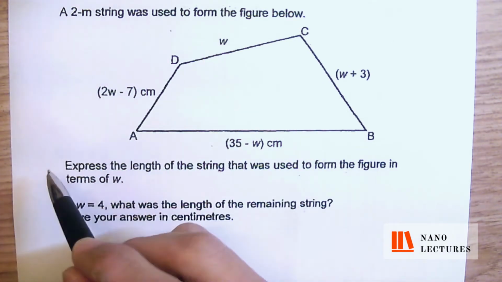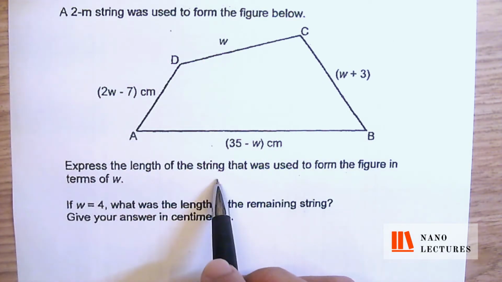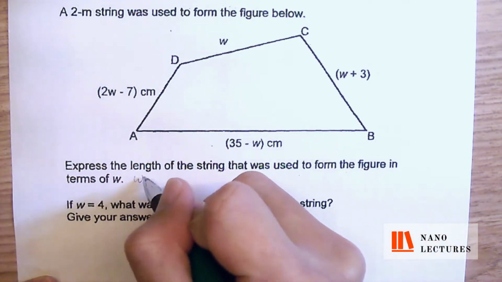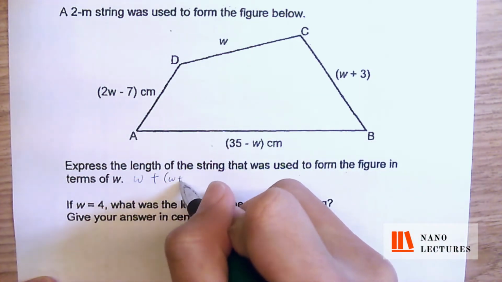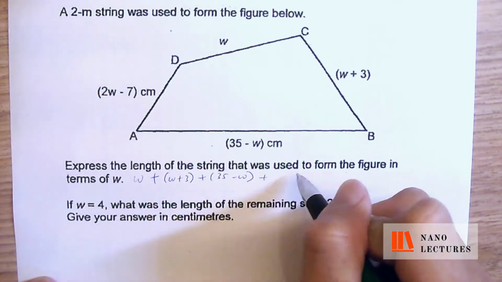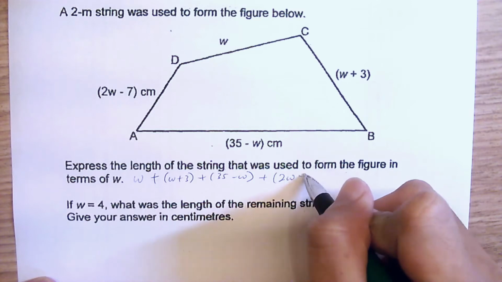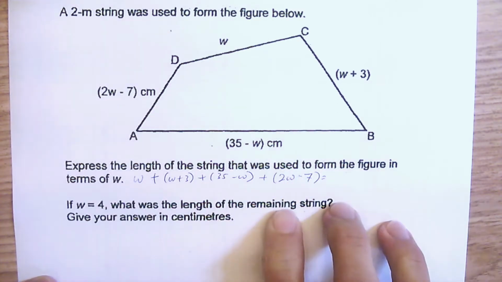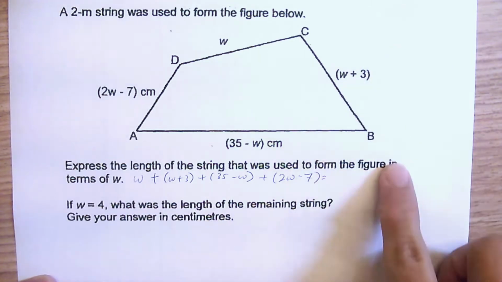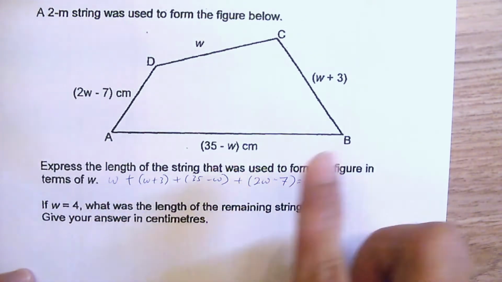Okay, let's just deal with the first part. They say express the length of the string that was used to form the figure. So we're just going to write it down. We have W plus 3 plus 35 minus W plus 2W minus 7. What I'll always teach my students is to break all of them down and use this method I'm going to teach you. Use my method.